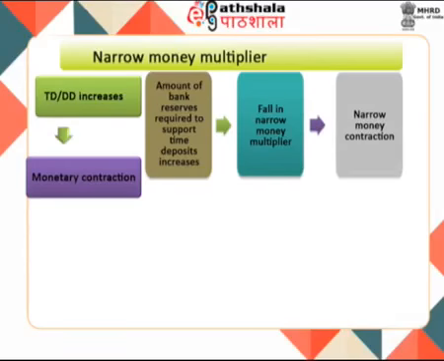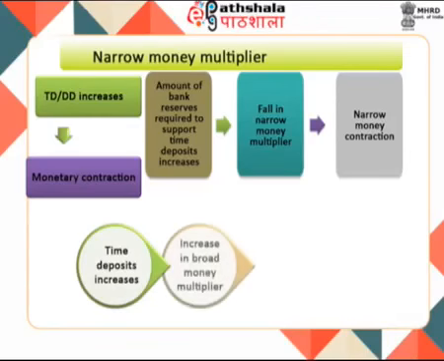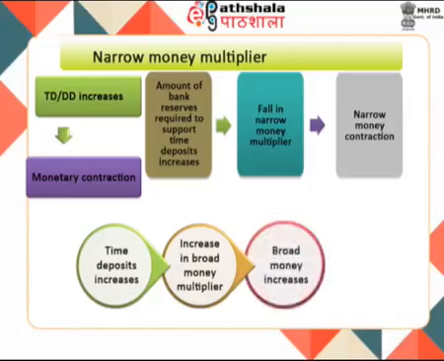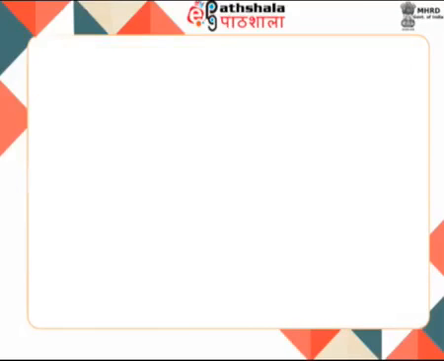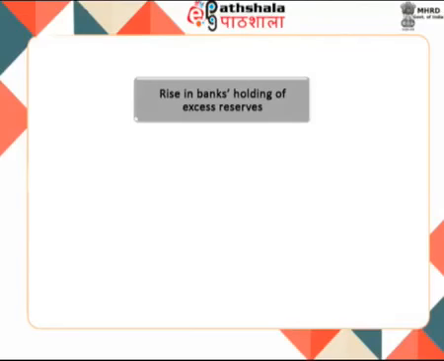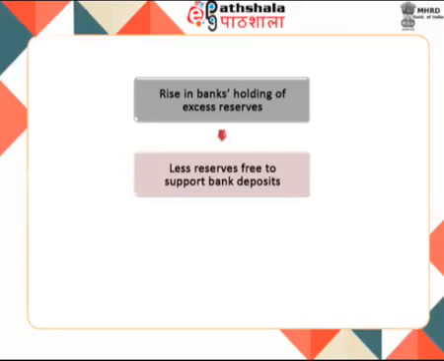This implies that the narrow money multiplier falls, leading to narrow money contraction. However, due to the increase in time deposits and the increase in the broad money multiplier, there will be an increase in the broad money supply. Enhancement of the reserve ratio or a rise in banks' holding of excess reserves leaves less reserves free to support bank deposits, thereby leading to monetary contraction both in narrow as well as broad money.